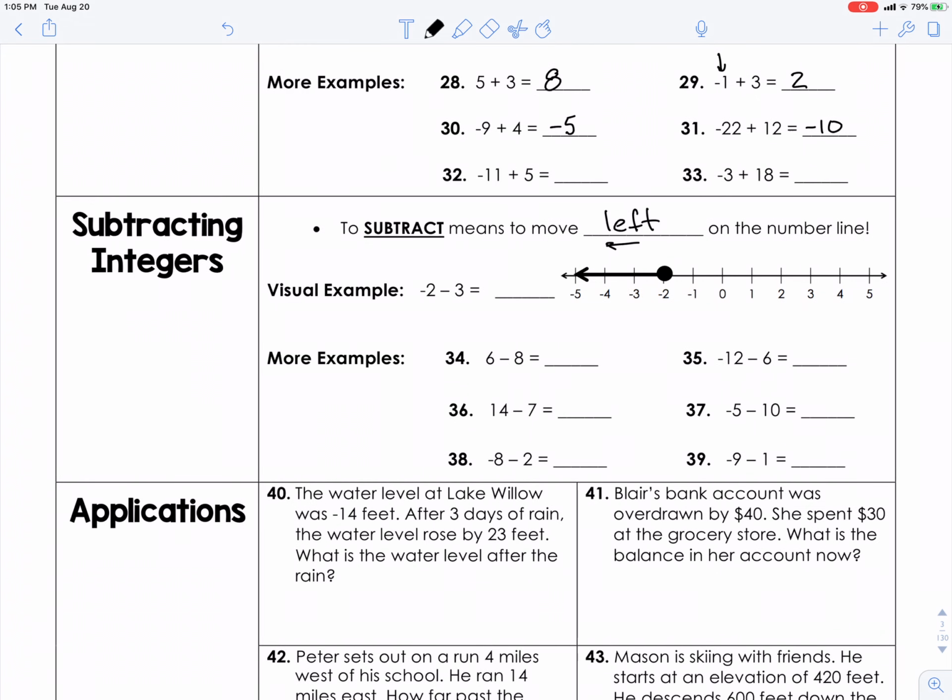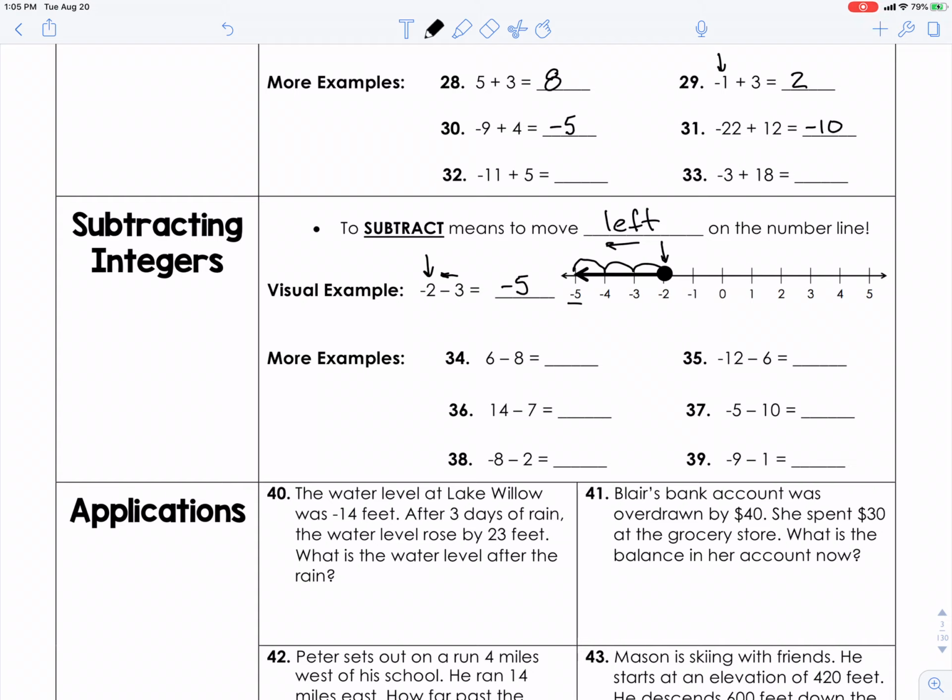So the visual example, they start at -2. Started at -2. That's why they put that big circle there. Then we went to the left 3. So we've got to go to the left 3. 1, 2, 3. Where are we at? We're at -5.